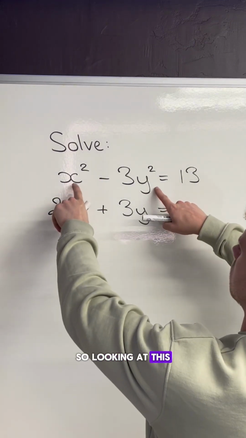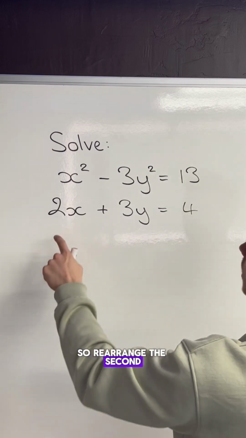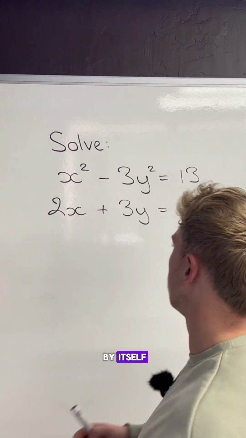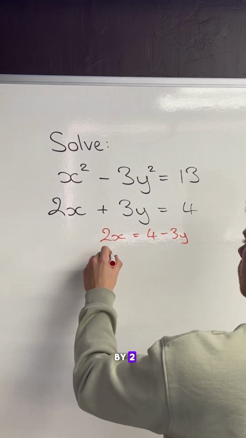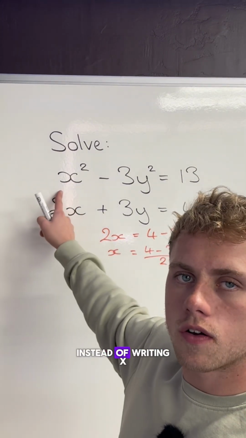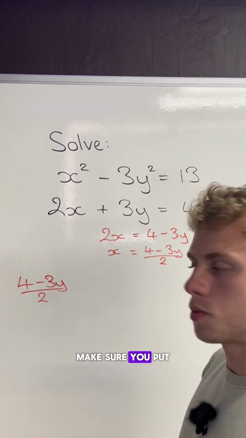So looking at this first equation, it's going to be easier to sub in for x. So rearrange this second equation to get x by itself. First thing I would do is take away 3y and then divide by 2. Now in this equation, instead of writing x, I'm going to write this fraction. Because it's squared, make sure you put brackets around it.